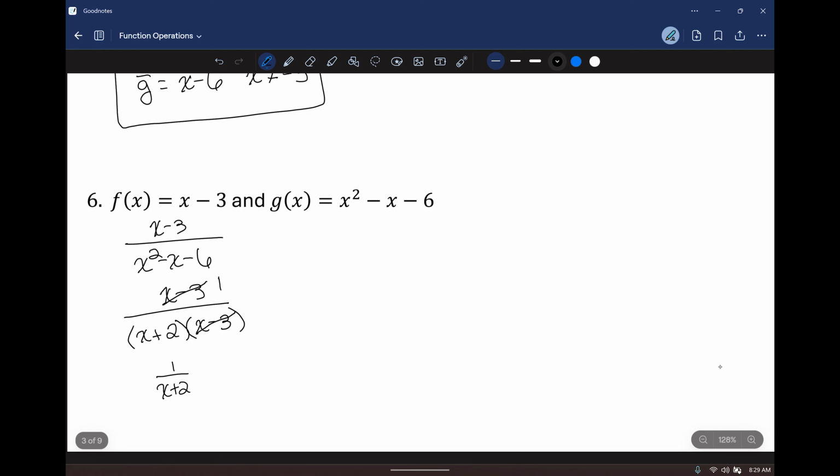And I do have two factors in the denominator. I have no restrictions on the f or the g in and of themselves, but I do have two factors in the denominator, so I set both of those equal to 0. So x cannot be negative 2 and x cannot be 3.